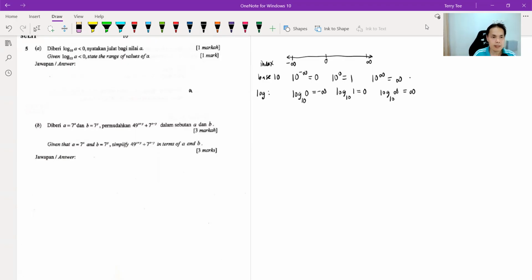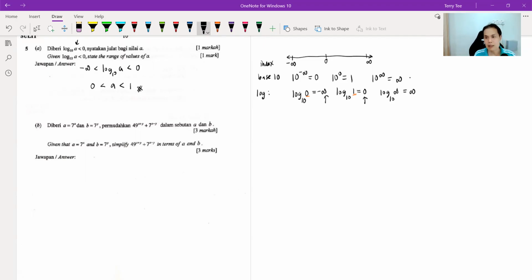Less than 0 simply means the result is between 0 and negative infinity. We are talking about this and this. That means your number a must be here, between 0 and 1. If your number is between 0 and 1, your logarithm value is always less than 0. So here, conclusion, your a must be between 0 and 1.